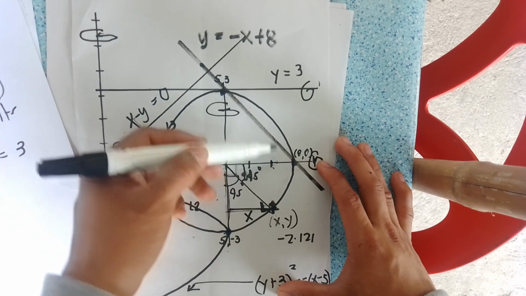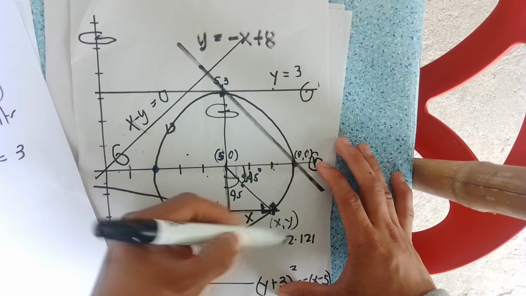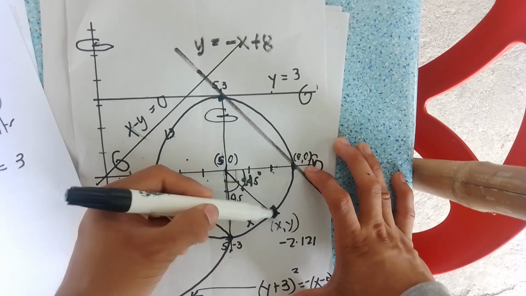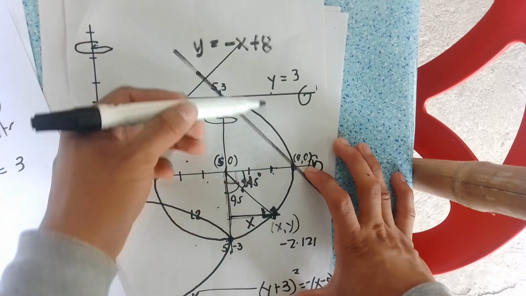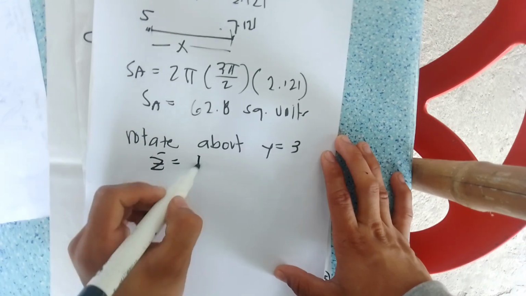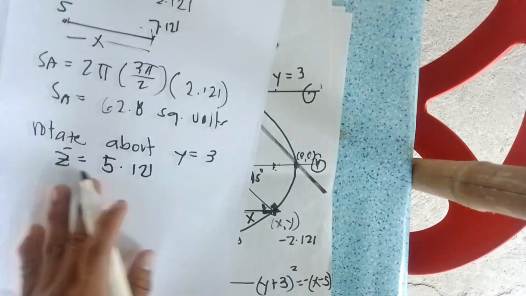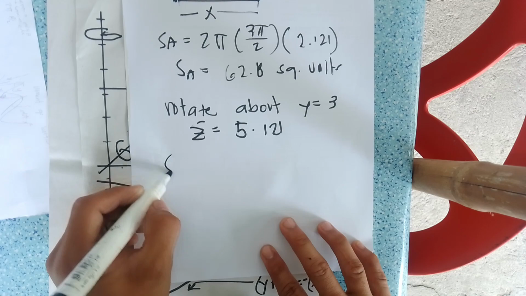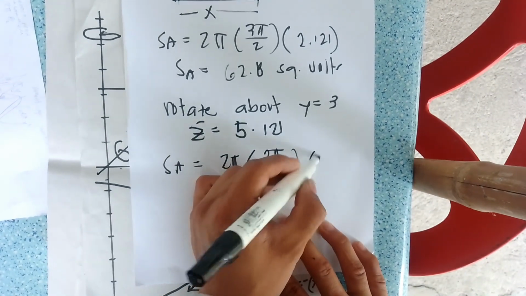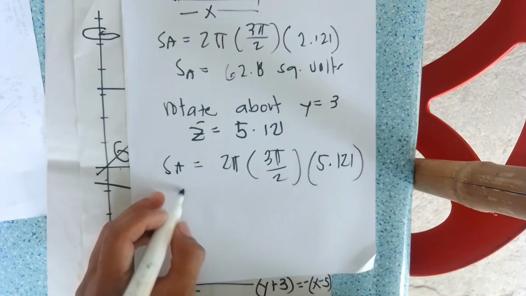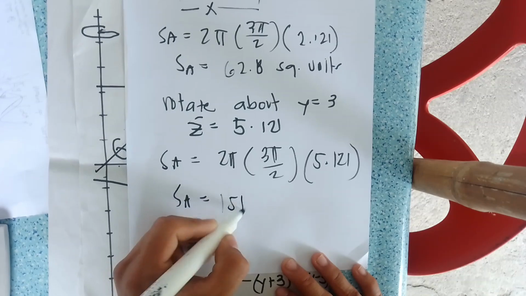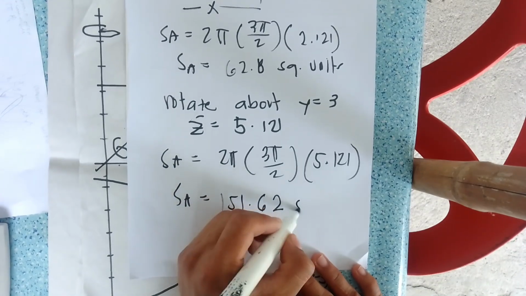But we still have the 3 above. Disregard the negative because we're talking about distance, so this is 2.121 from this up to the y-axis, and then the 3 above it. Therefore, your z bar is 5.121. Just simply add. So your surface area is 2 pi times 3 pi over 2 times 5.121. Your surface area therefore is 151.62 squared units.